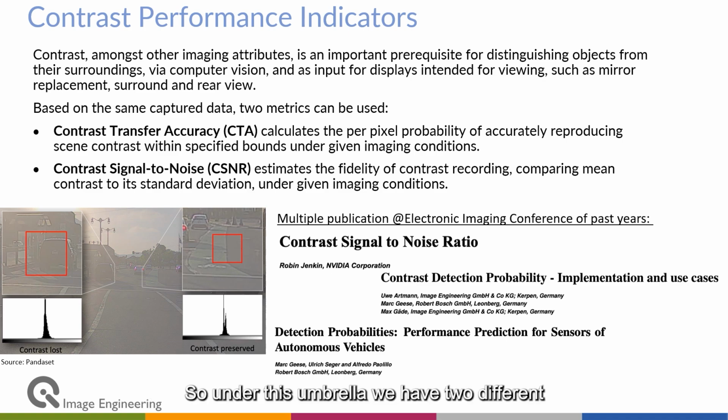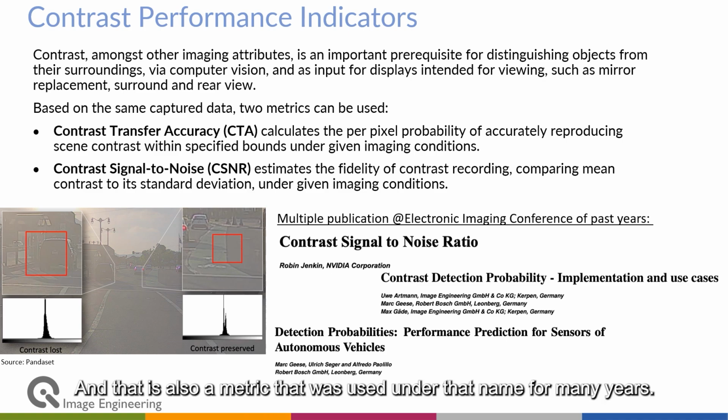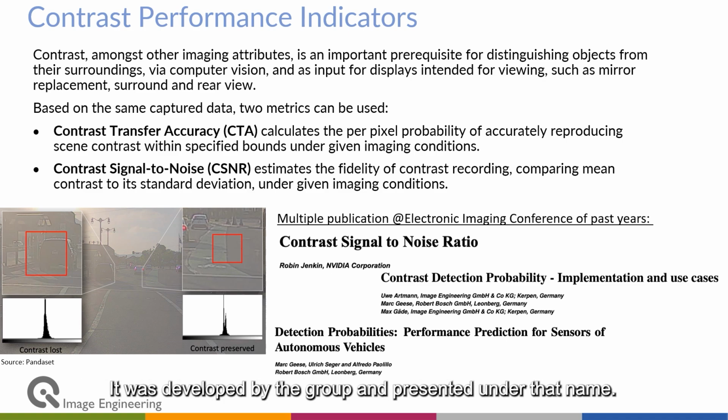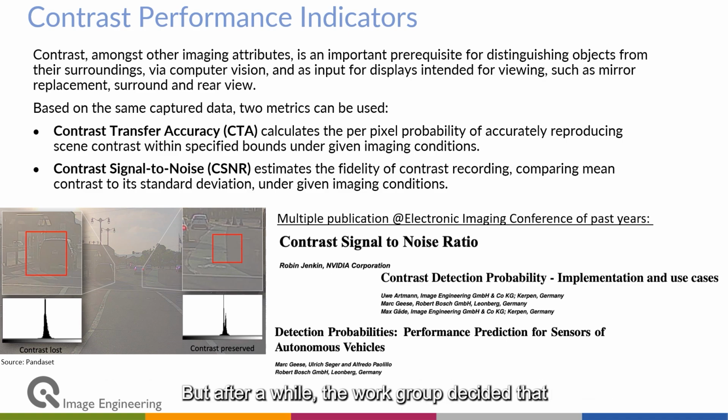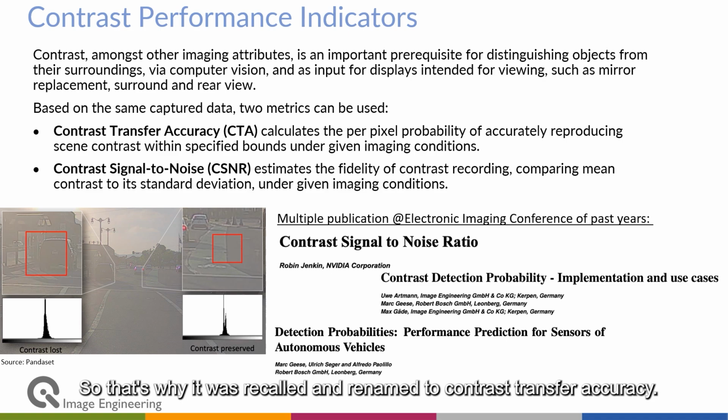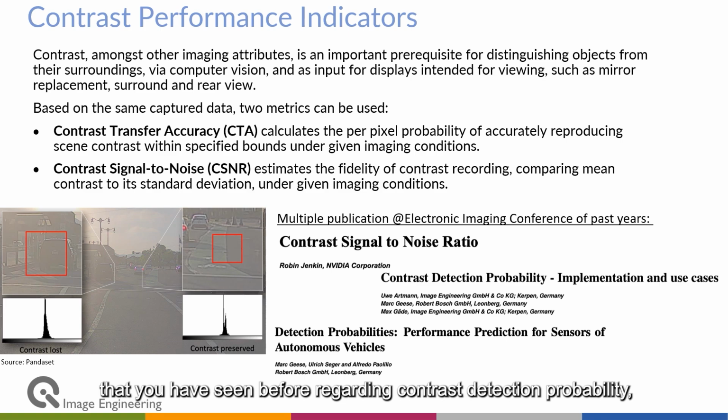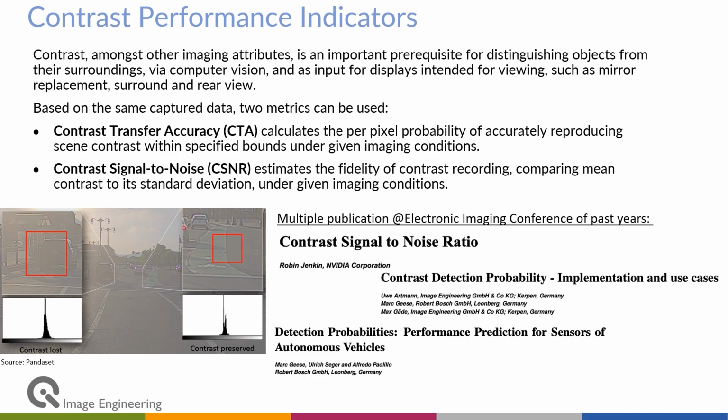So under this umbrella, we have two different metrics that are similar but not the same. That is the contrast transfer accuracy, CTA, and contrast signal to noise, CSNR. You might have heard over the years something like contrast detection probability. That was also a measure used under that name for many years. But after a while, the work group decided that the name might be slightly misleading, so it was renamed to contrast transfer accuracy. But every work that you have seen before regarding contrast detection probability is the same. CTA was just a subset of that.